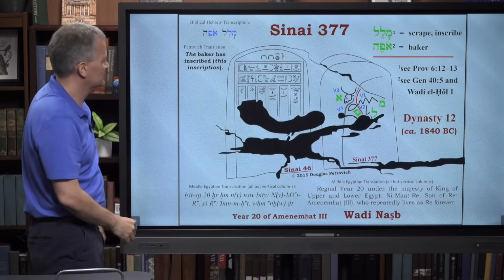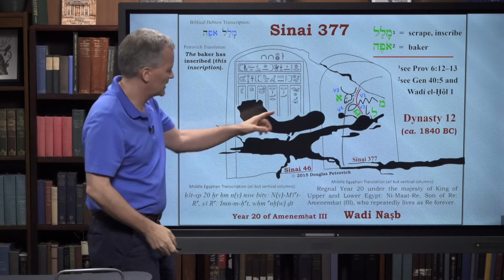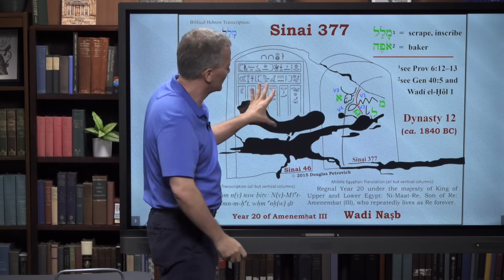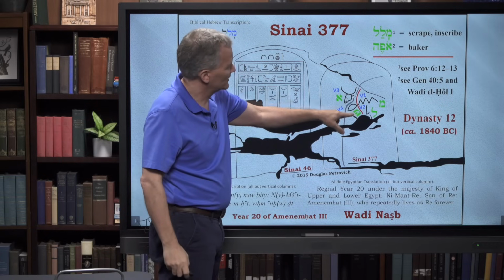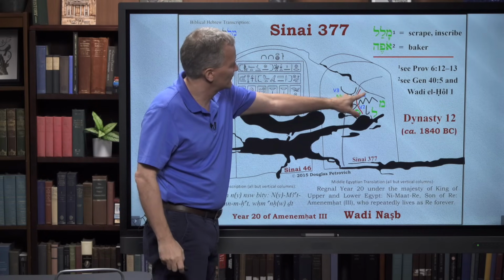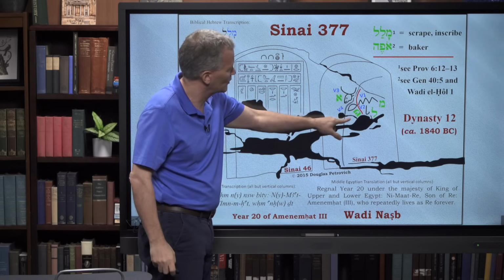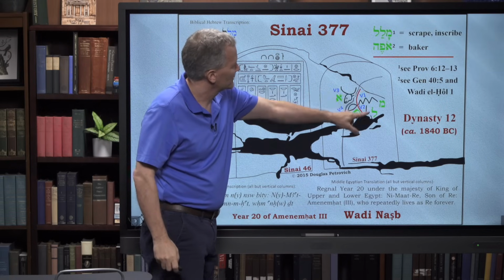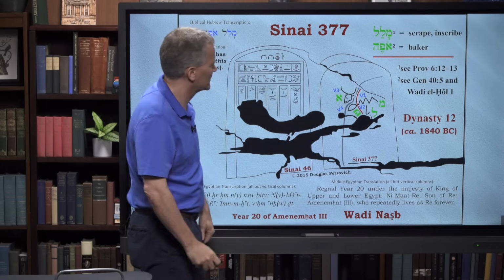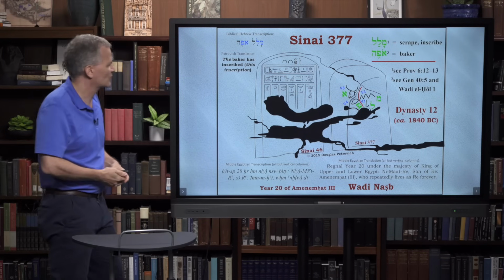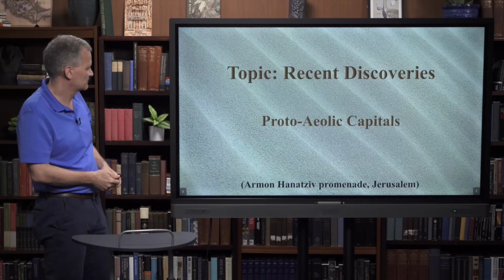And so I was able to decide to transcribe both of these and then to decipher the Hebrew inscription here that consists of one word and a second word. So this is the verb for scrape or inscribe, and this is the verb for baker. So the baker inscribed this inscription.